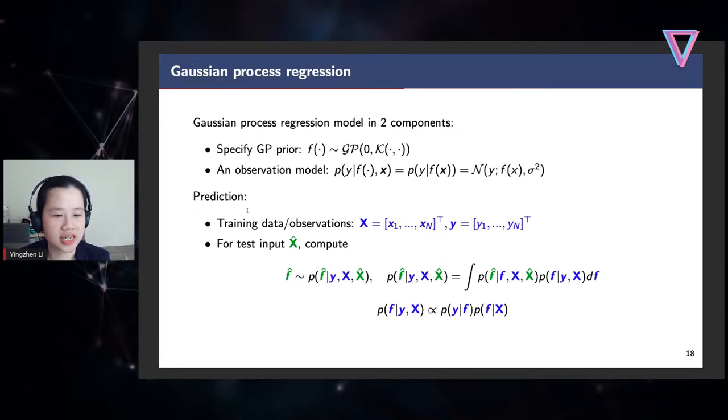To do predictions, first you need to get some training data, and then for prediction, you need to compute the posterior distribution of the function output on the test data, and this is the posterior. As I said again, this is the equation you need to compute. Don't worry about the details for now, but just to say that all of these terms are Gaussian, so there is an analytic form to compute it.